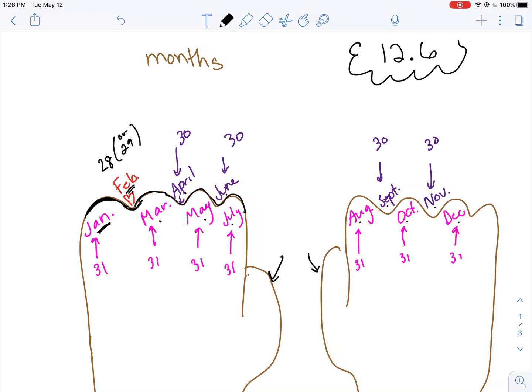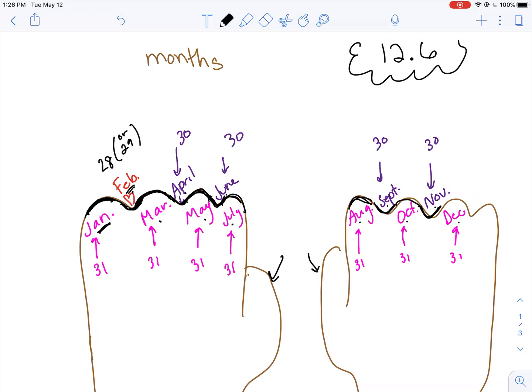So on your left hand, starting with January, your first knuckle, January's your knuckle. Then the dip is February. February is the only exception. See how it's in a different color? Because February is the only month with 28, or sometimes every fourth year, 29 days. But every other dip, so April, June, September, November, those are all 30 days. Every mountain, which is your knuckle, every knuckle month is 31 days.